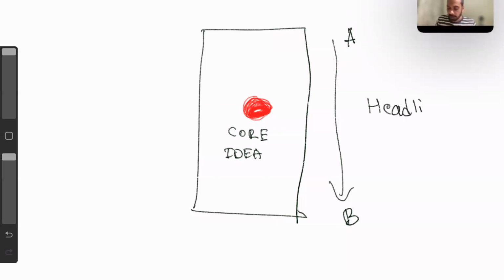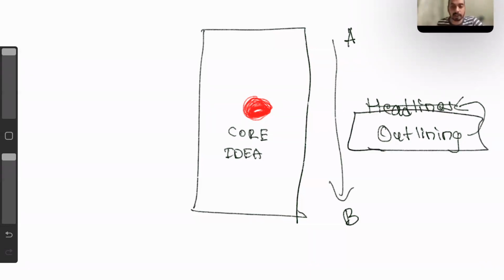Or take the example of this particular video. The core idea of this video is that outlining keeps your writing on track. So I am only talking about outlining in this video, how it keeps your article on track and how to use it. That's the only thing that I want to cover. If I start talking about headlines in this video, I'm going away from this core idea. So, like I said, first you need to figure out the core idea. Now, figuring out this core idea can be difficult.